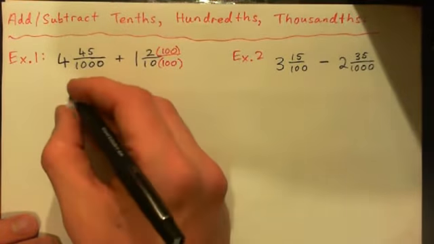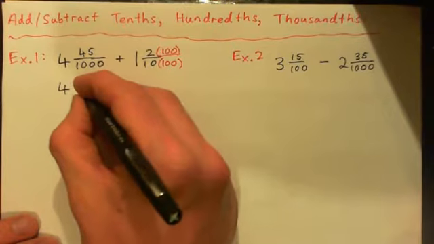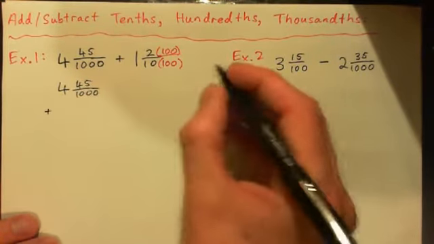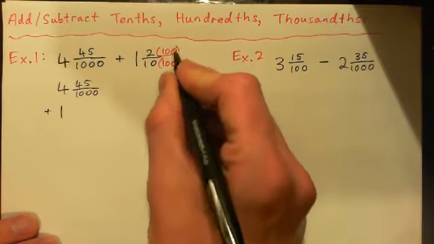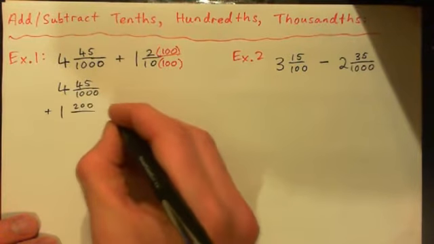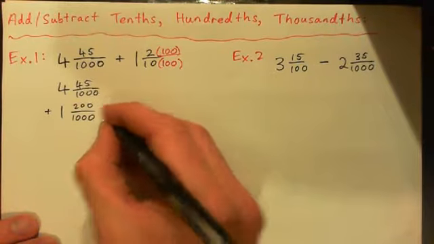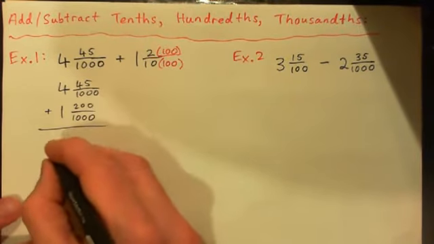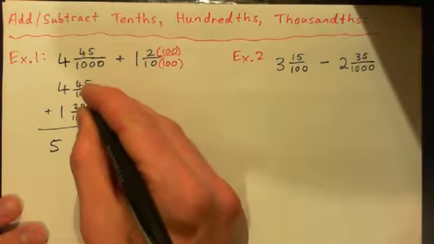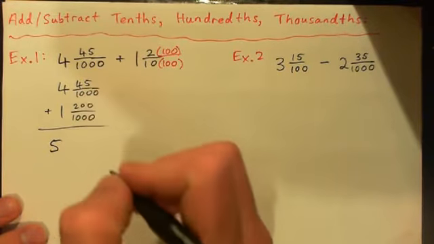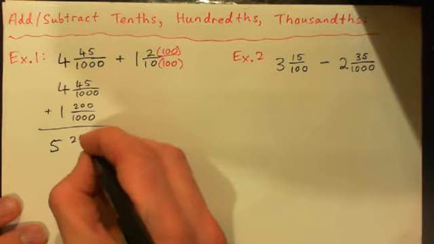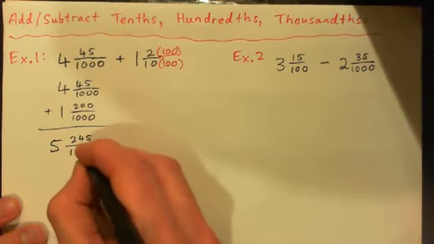So we've got 4 and 45 thousandths, and I guess we like to put them underneath each other at this point, right? Plus 1 and 2 times 100 is 200 thousandths. 10 times 100 is 1,000, okay? And I'll add the units. I get 5, I add the thousandths, I get 45, and 200 gives what? 245 thousandths, okay?